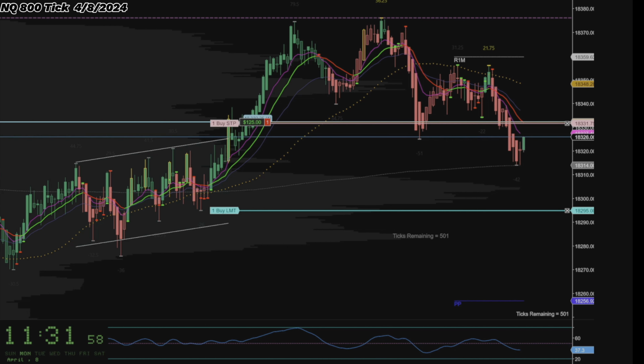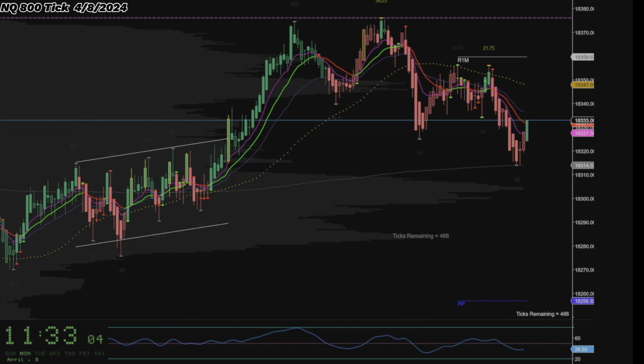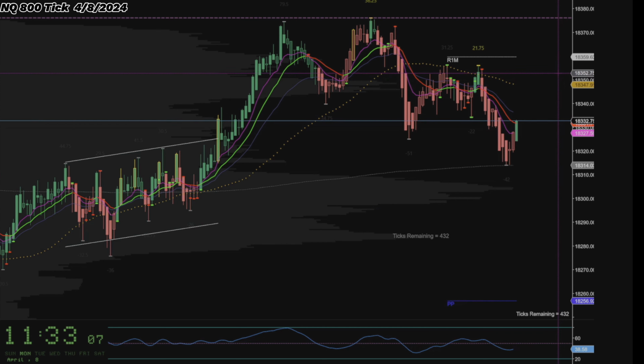Okay, now another pullback, and I am pretty much break even, and I really need to see some sellers now showing up on that pullback. Right now we are testing the prior low. Yeah, that stopped me out there. Okay, so now I'm gonna wait for that bar to see what the reaction is gonna be.